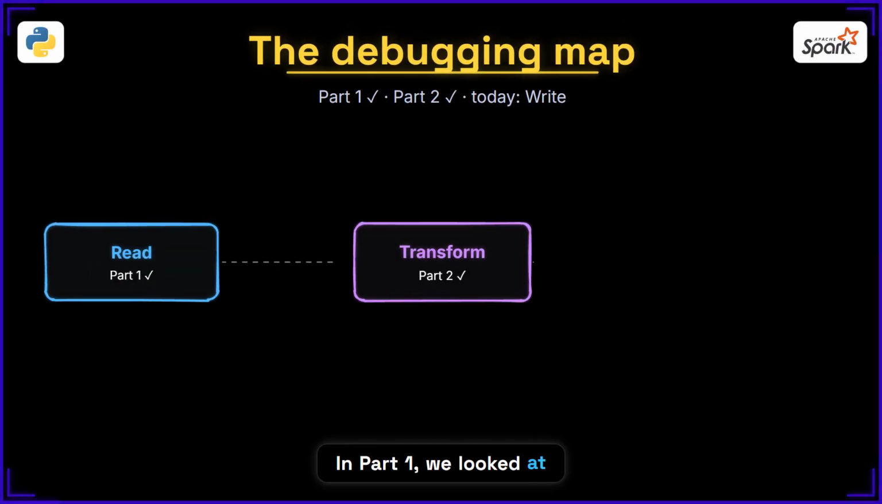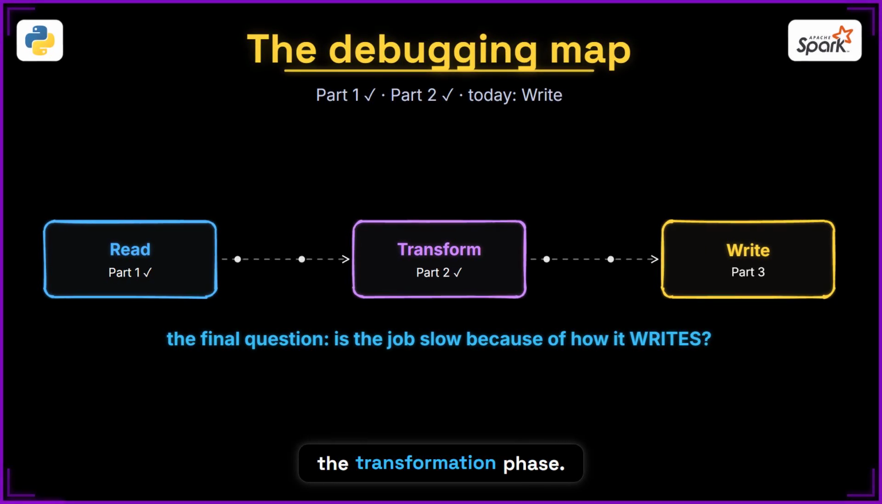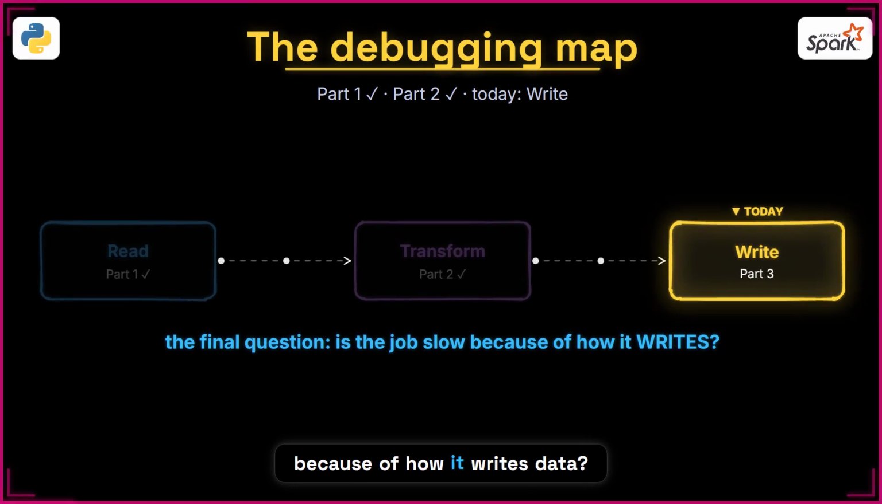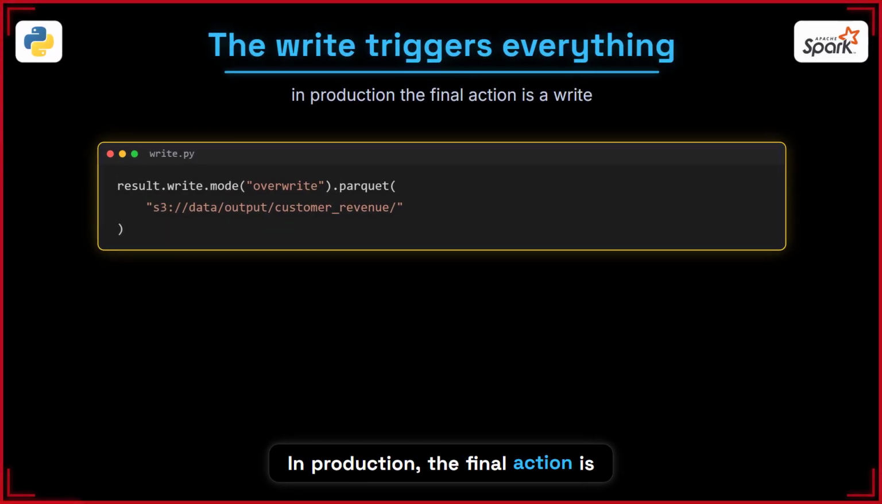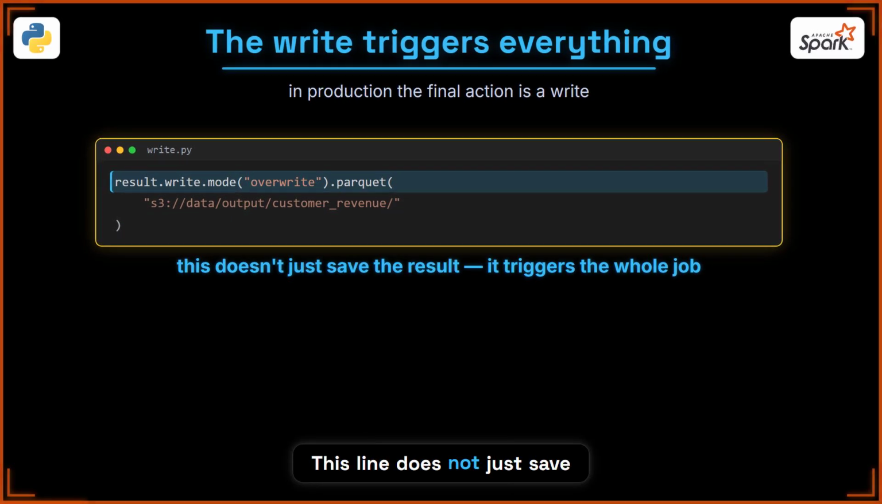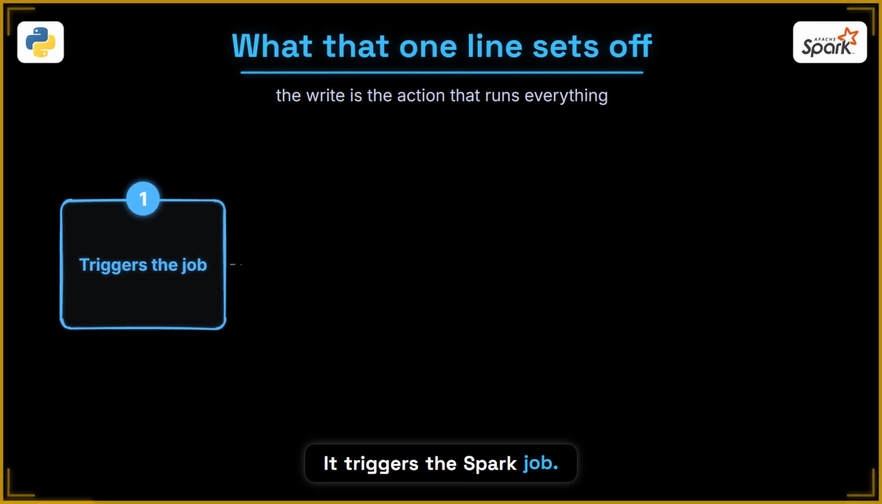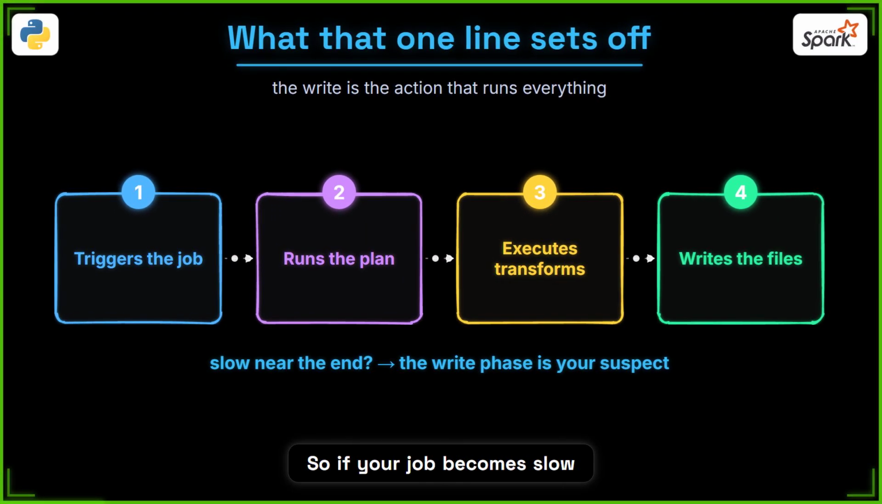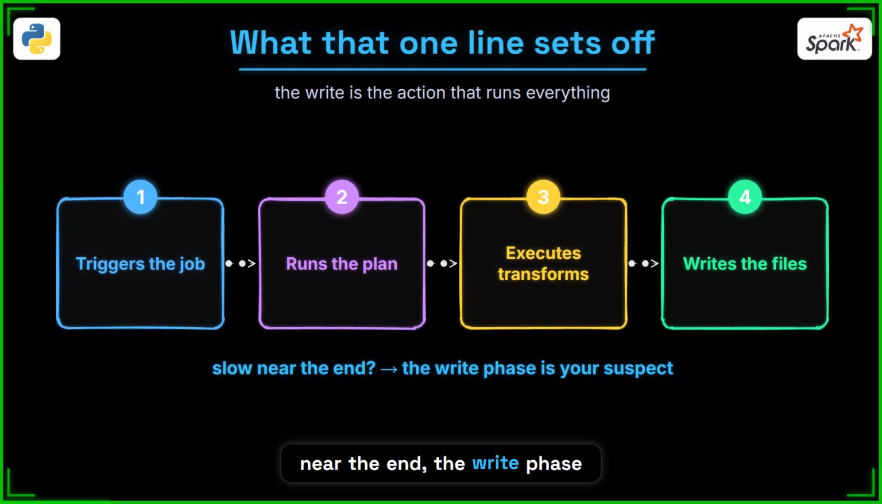In part 1, we looked at the read phase. In part 2, we looked at the transformation phase. Now, we are looking at the final question: is the job slow because of how it writes the data? In production, the final action is often a write. This line does not just save the result, it triggers the Spark job. Spark runs the plan, executes the transformations, and writes the final file. So, if your job becomes slow near the end, the write phase is suspicious.